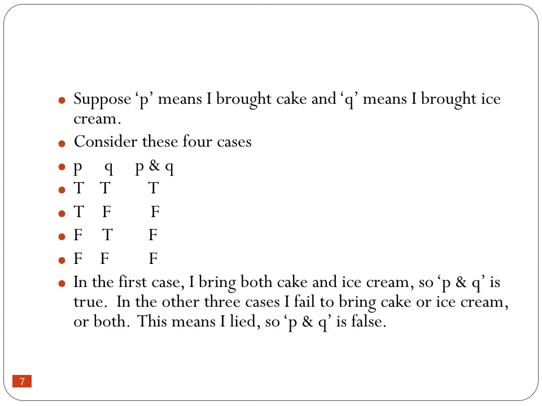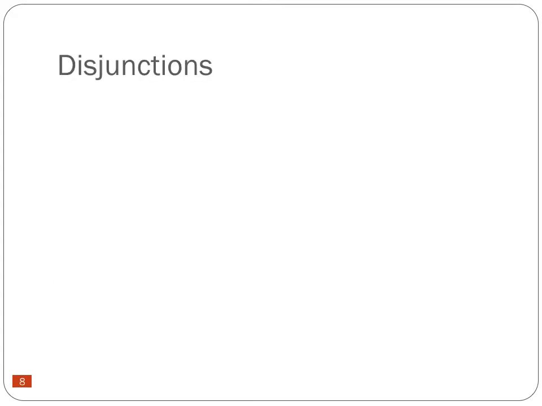In the first case, I bring both cake and ice cream, so P and Q is true. In the other three cases, I failed to bring one or the other, or both, so I lied. And that means that the statement P and Q would be false. So notice that it's very difficult for and statements to be true. It's only true in one of the four possibilities, when both cases are true. Now that's not the case for or statements or disjunctions.